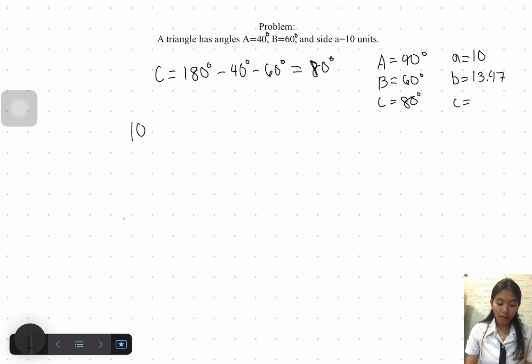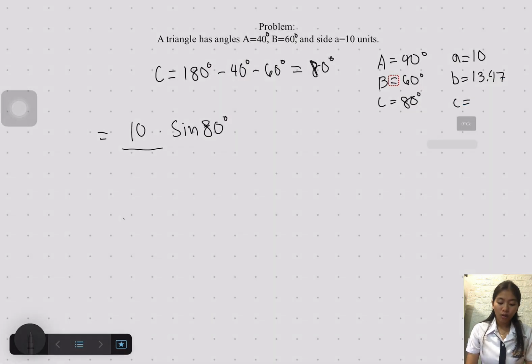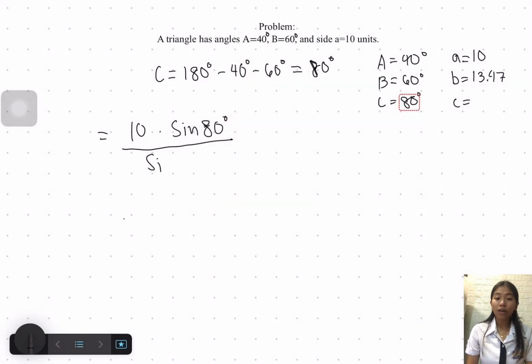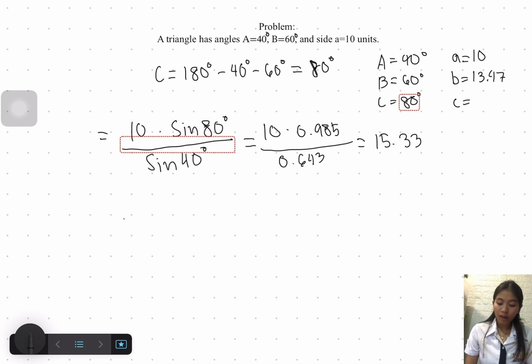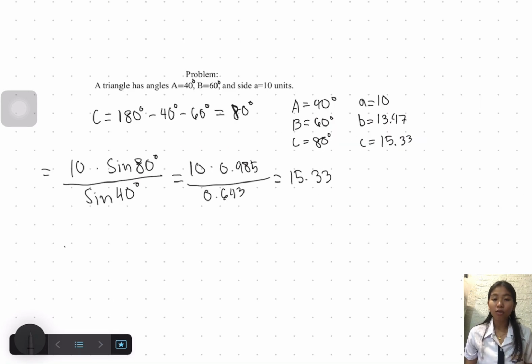For c, 10 times sine 80 degrees over sine 40 degrees is equal to 10 times 0.985 over 0.643, and that is equal to 15.33. So here our sides and angles are now complete. Therefore, this is our final answer. So let us box it.